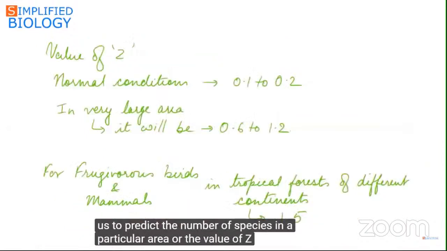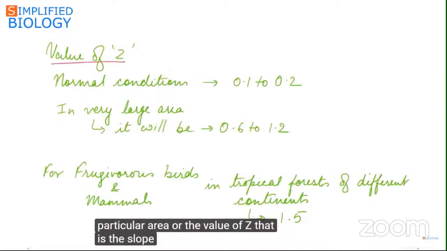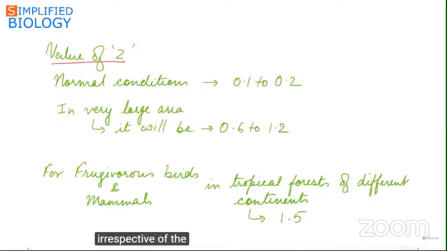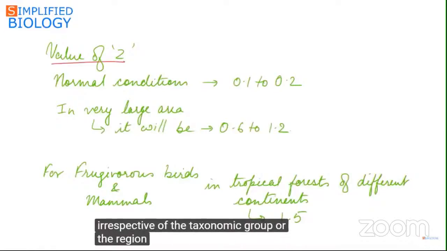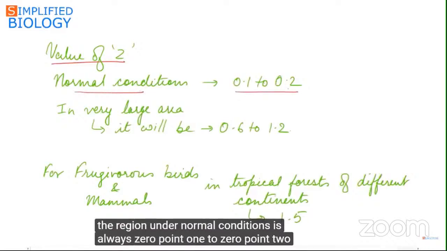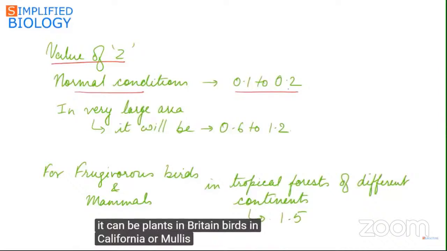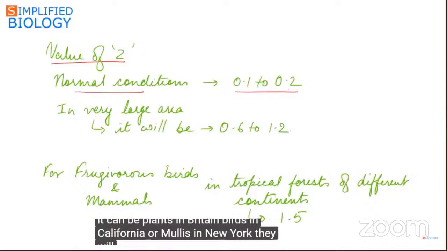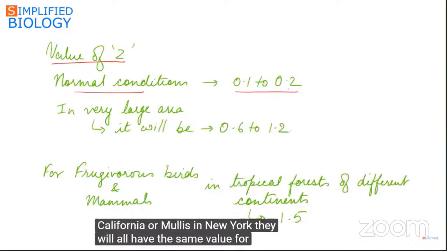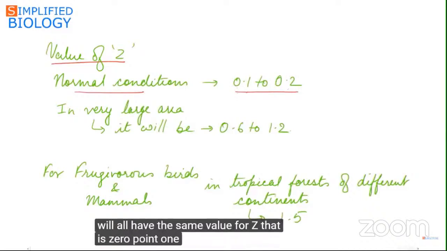Now the value of Z, that is the slope of regression, irrespective of the taxonomic group or the region, under normal conditions is always 0.1 to 0.2. It can be plants in Britain, birds in California, or mollusks in New York. They will all have the same value for Z, that is 0.1 to 0.2.